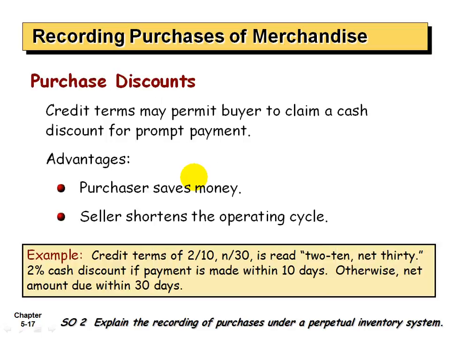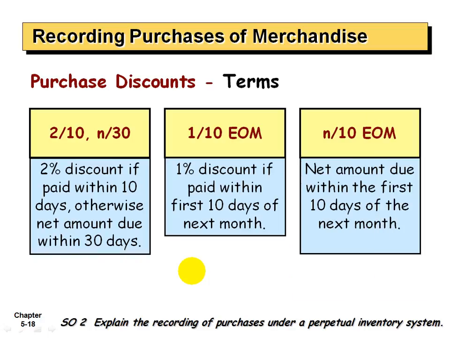So what would happen? Well, this is another situation now where we're going to motivate the buyer to pay off early. Remember those terms? We get a 2% discount if you pay within 10 days of the sales date. Otherwise, the whole bill is going to be due within 30 days. Some other situations besides the 2/10 net 30 could be 1/10 EOM or end of the month, where if you paid according to this description within 10 days into the next month, you get a 1% discount. Or no discount at all, but you still have to pay it within 10 days of the next month.